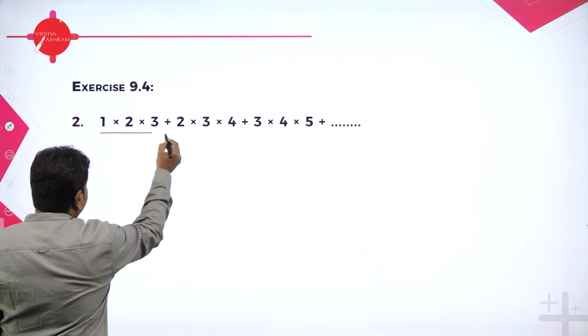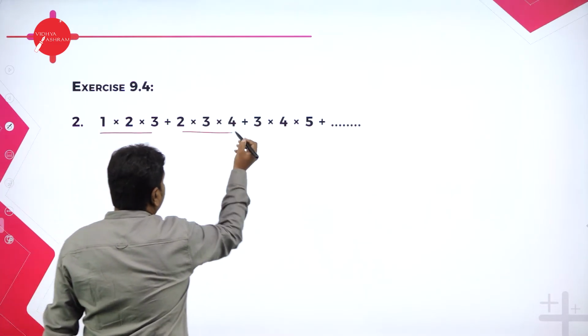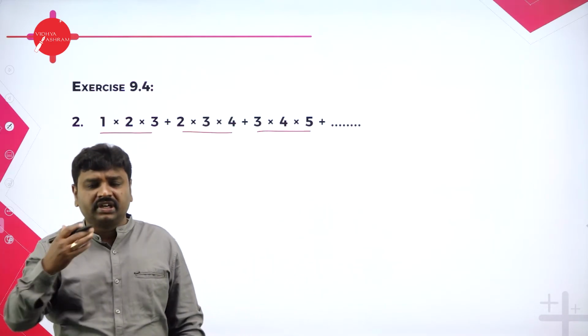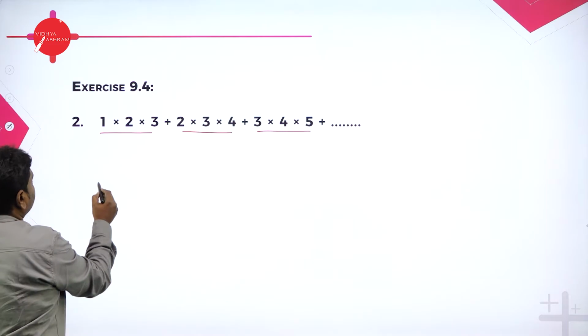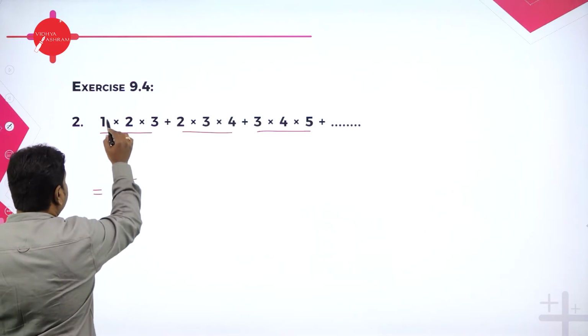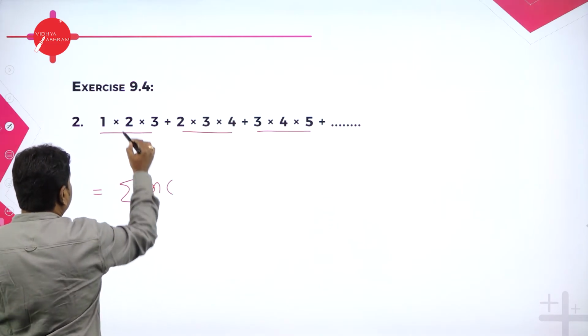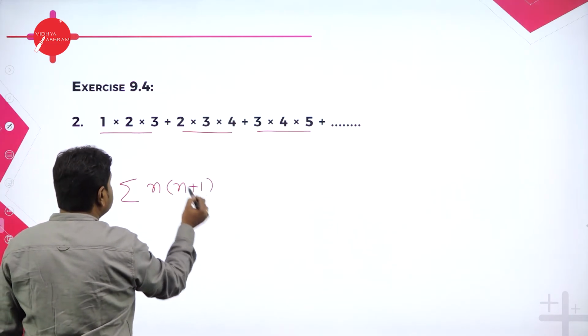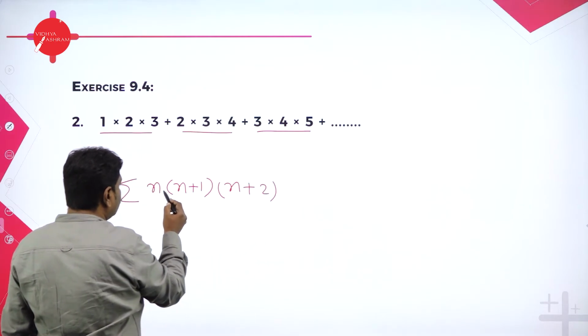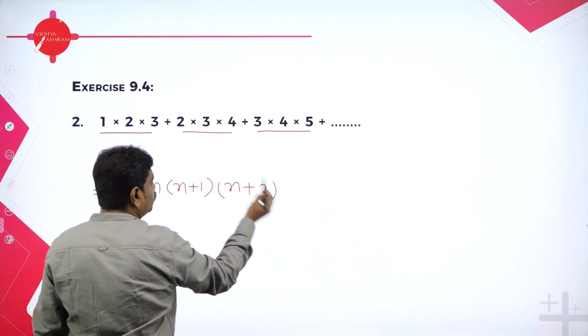1 into 2 into 3 plus 2 into 3 into 4 plus 3 into 4 into 5. It starts with 1, 2, 3. It is in order. So directly I can write this as plus means summation. Given problem is summation. First term is n. Next this is one more, that is n plus 1. Then this is one more, this is n plus 2. So they give n into n plus 1 into n plus 2.